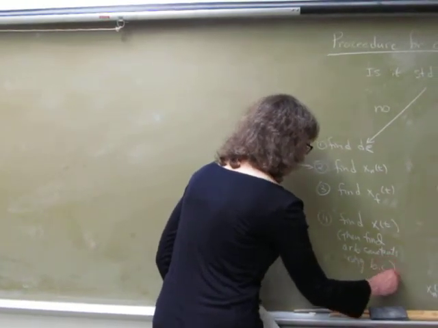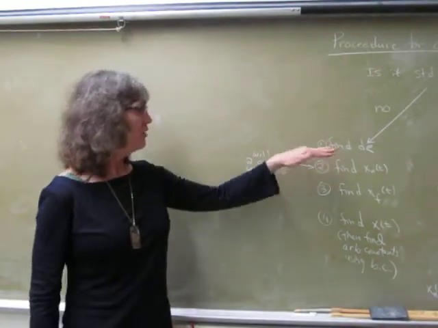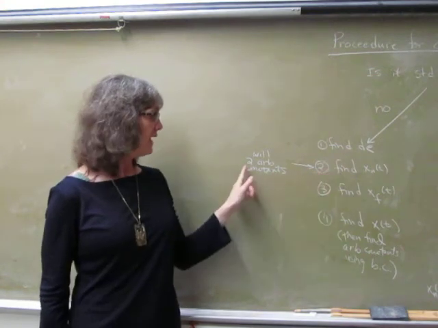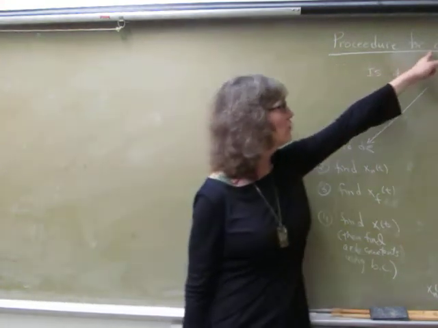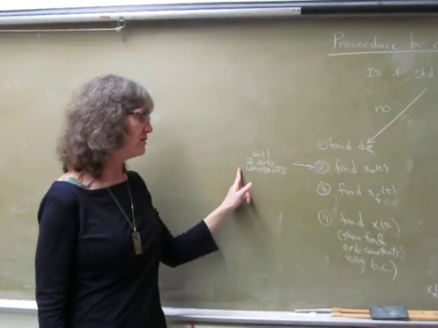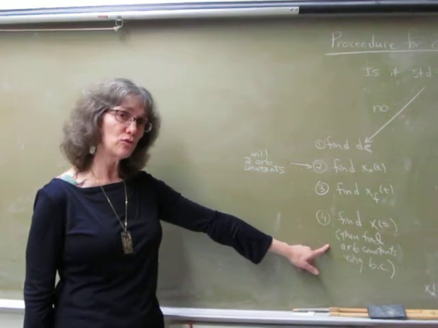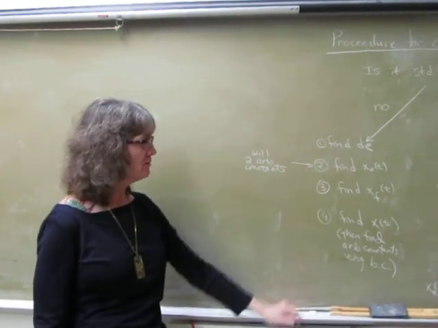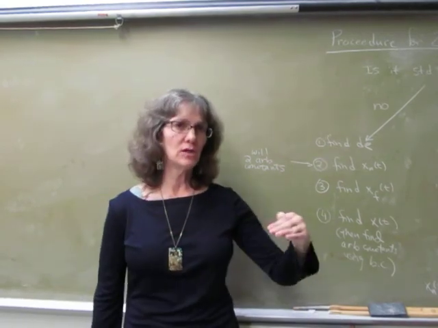So let me put a complete picture here. You will come up with two arbitrary constants in the natural part of the solution, and two because it's a second order circuit. If this was a third order circuit, you'd have three arbitrary constants, and so you would need three boundary conditions. So this is the process we're going to follow.